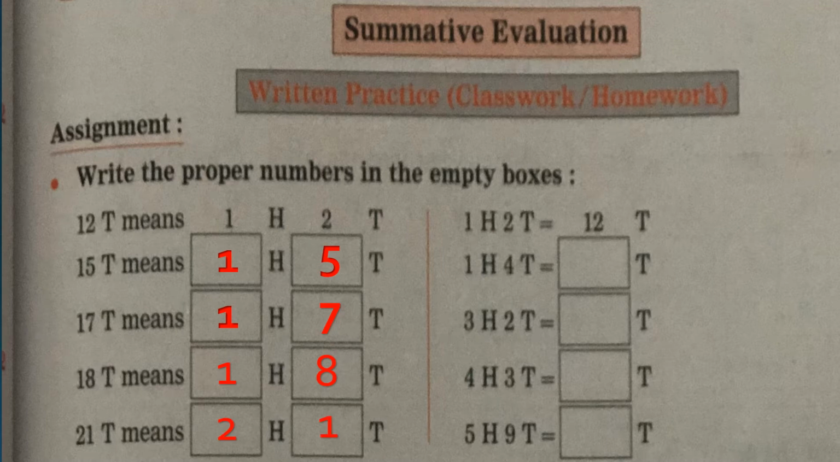Now, let's look at the reverse. 1 hundred 4 tens. What is it equal to? Correct. 14 tens. 3 hundreds and 2 tens? Yes, 32 tens. 4 hundreds and 3 tens? 43 tens. And 5 hundreds and 9 tens? 59 tens.